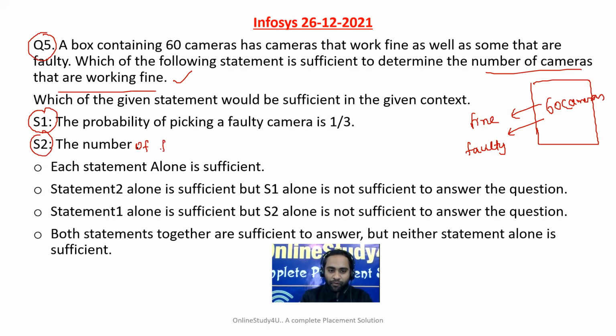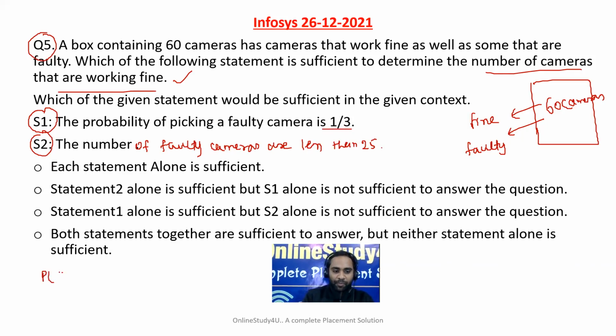The number of faulty cameras is less than 25. Fortunately, I remember this, but I had missed this statement. Okay, no problem. So the probability of picking a faulty camera is 1 by 3.